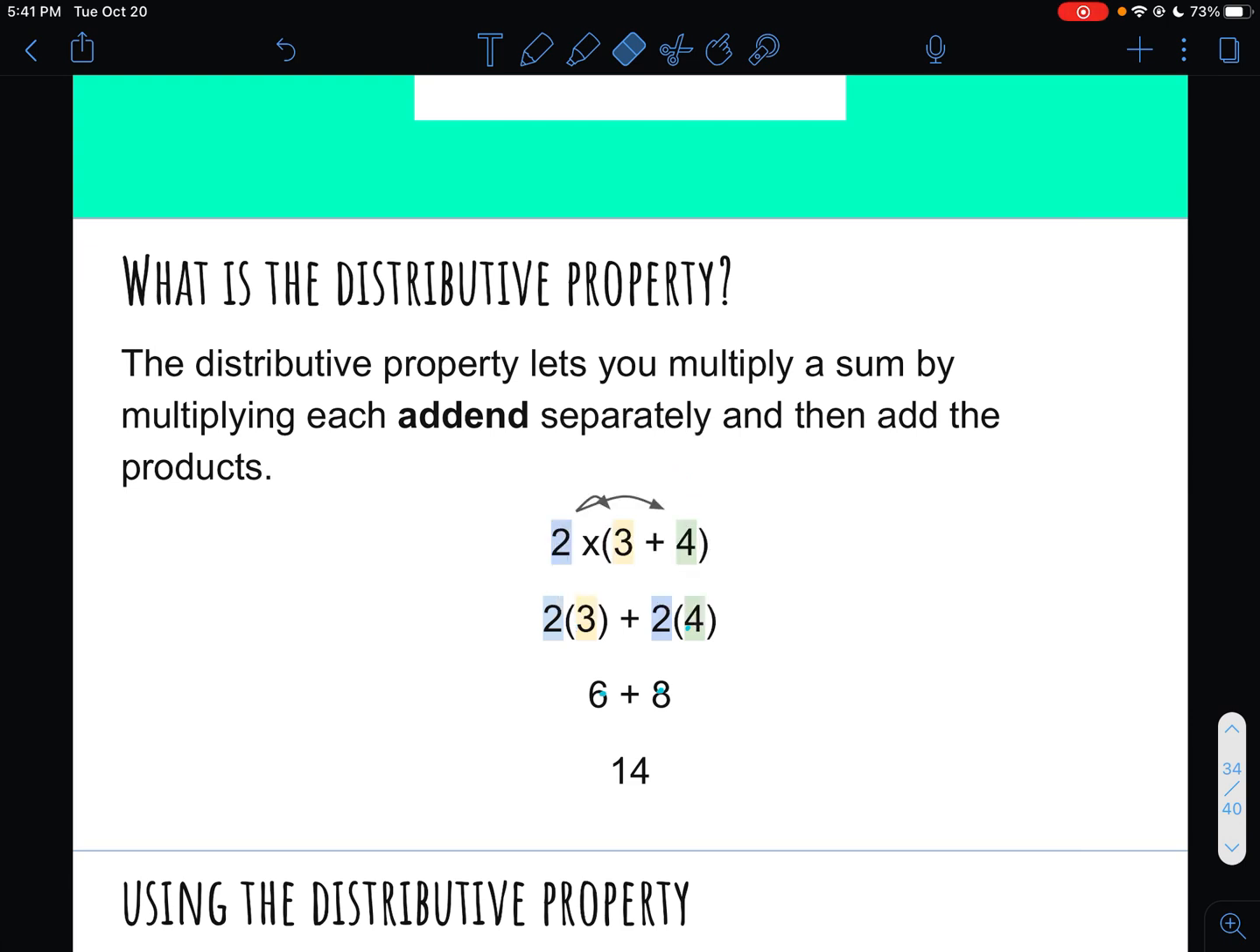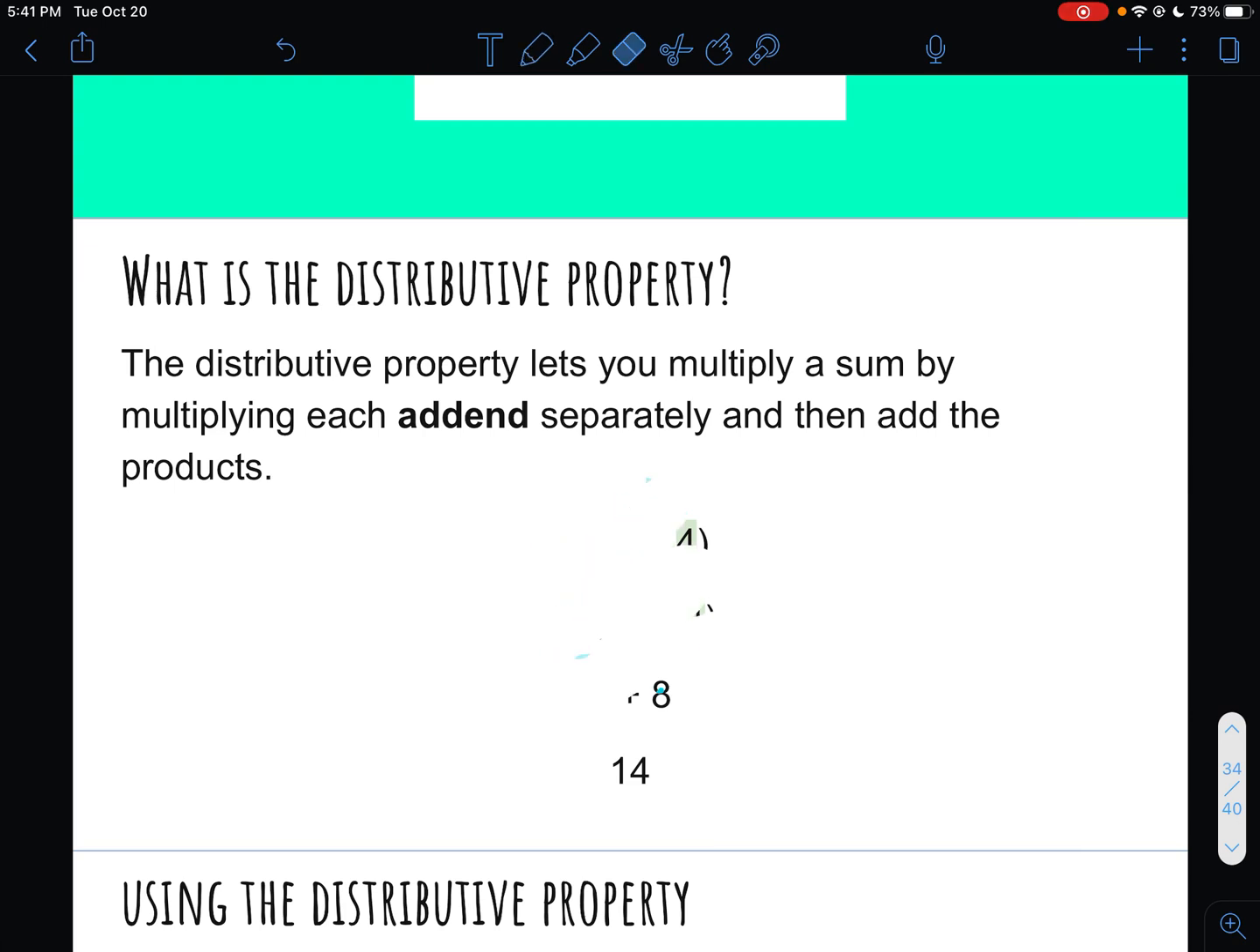The word distribute itself means to hand out or to give out. So in this problem, we're taking the number or the factor outside the parentheses that we're multiplying, and we're giving it to each thing inside the parentheses, or each addend inside of the parentheses. So you did 2 times 3 and then 2 times 4. Notice each of these has a 2. It was given out.